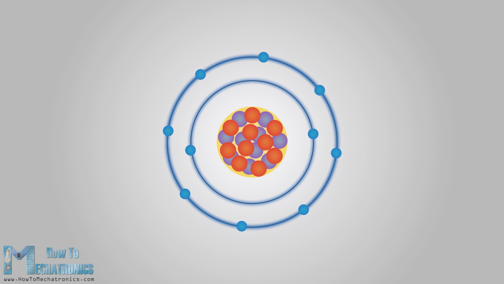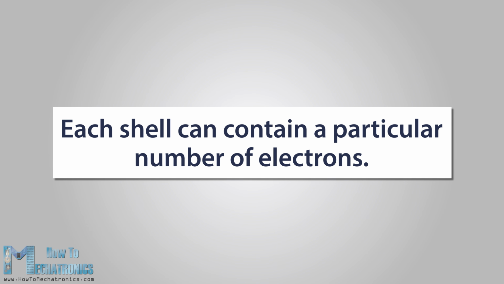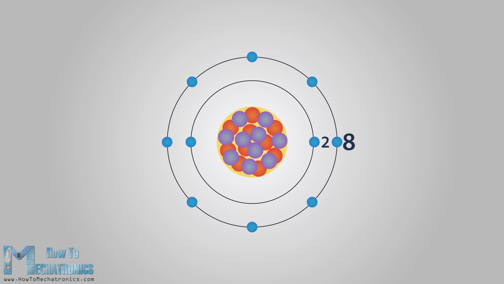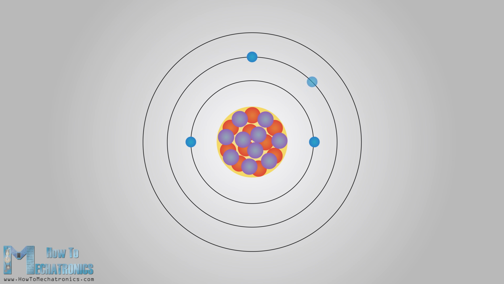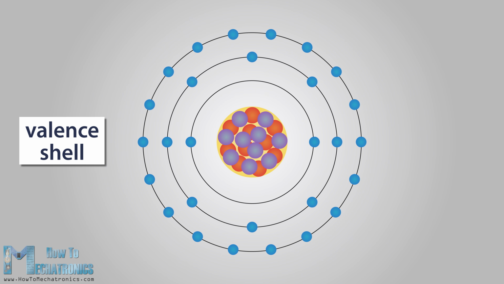They move around the nucleus in circular orbits or shells. Each shell can contain only a particular number of electrons. The first shell can hold 2 electrons, the second shell 8 electrons, the third shell can hold up to 18, and so on. The shells are filled up with electrons from the inside out. The number of electrons in the last, outer shell determines the reactivity of the atom, or its tendency to form chemical bonds with other atoms. When that shell is full, the atom is stable and least reactive. The outer shell is known as the valence shell, and the electrons found in it are called valence electrons.